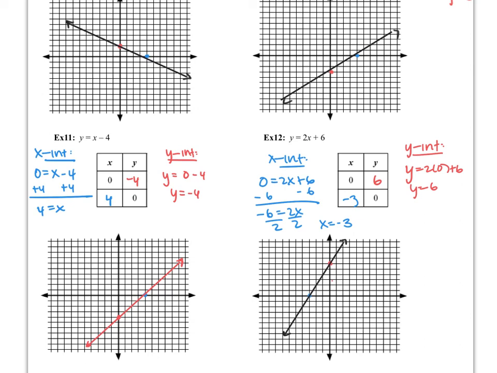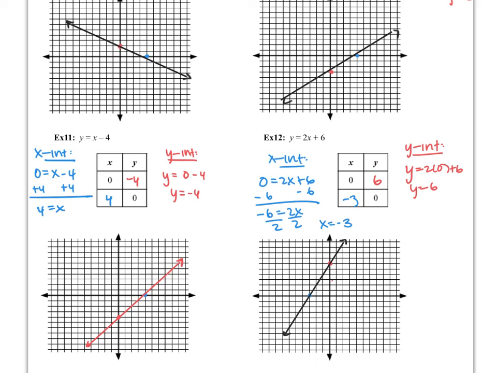So on example 12, if I replace x with 0 for my y-intercept, I get 2 times 0, which is 0, for a y value of 6. So my y-intercept is 0, 6. For my x-intercept, if I change y to 0, to get x by itself, I first need to subtract 6 from both sides, and then divide by 2, which is going to get me an x value of -3.